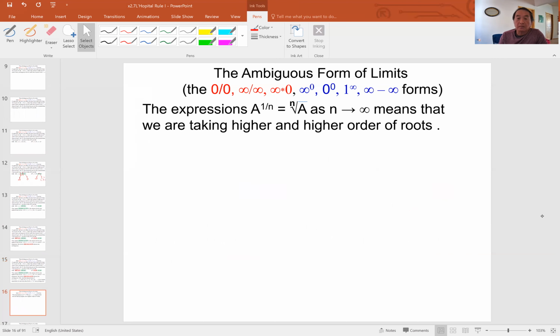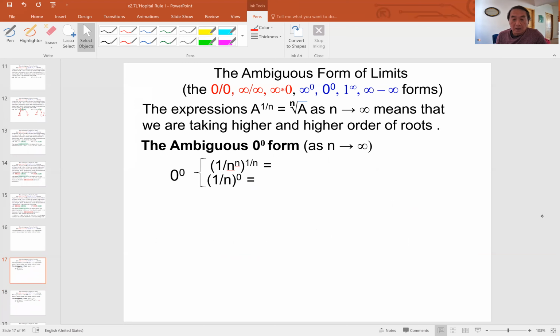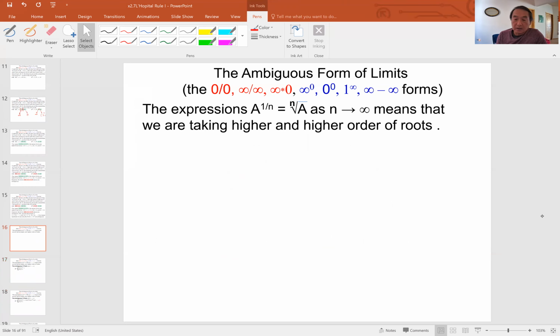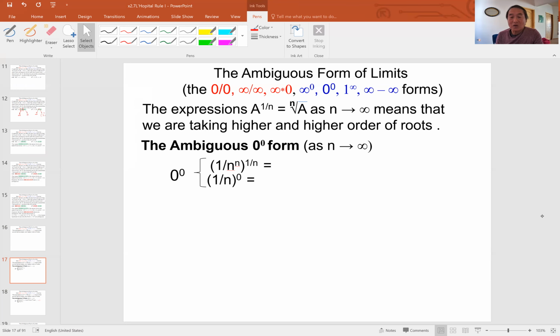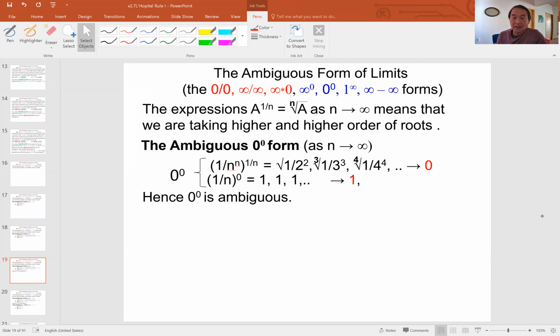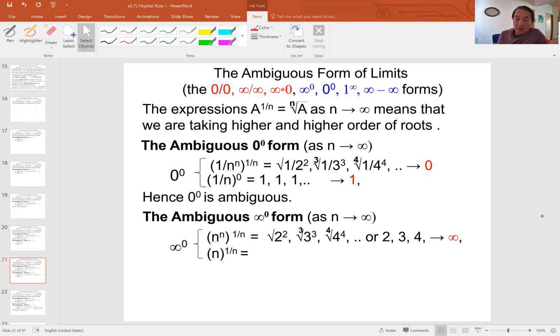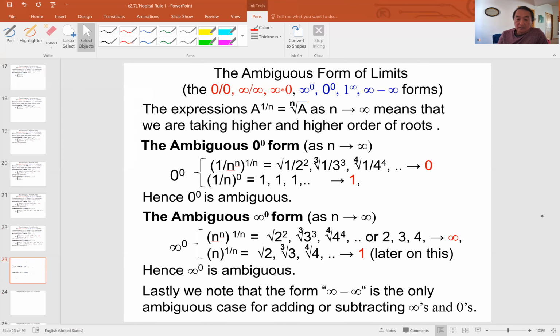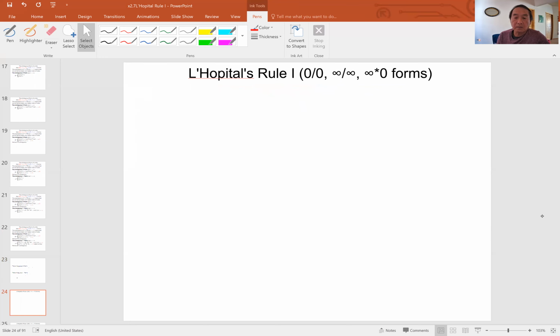Here are some more examples of the ambiguous exponential forms, which we're going to deal with in the next sections. I'm going to leave you to read these and think about them, and we'll come back to these in the next sections. So we're going to deal with the fractional ambiguous ones. Then what are the basic rules that we're going to use to help us find the limits? This is called L'Hopital's rule.